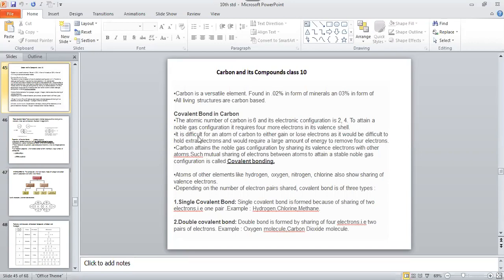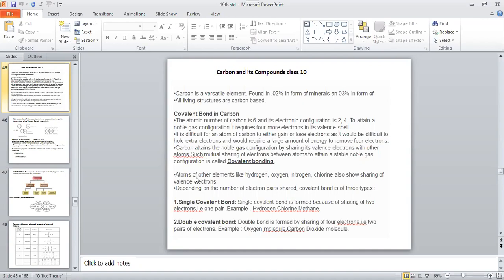It is difficult for an atom of carbon to either gain or lose electrons, as it is difficult to hold extra electrons. It requires a large amount of energy to remove electrons. Carbon attains the noble gas configuration by sharing its valence electrons with other atoms. Such mutual sharing of electrons between atoms to attain stable electron configuration is called a covalent bond.